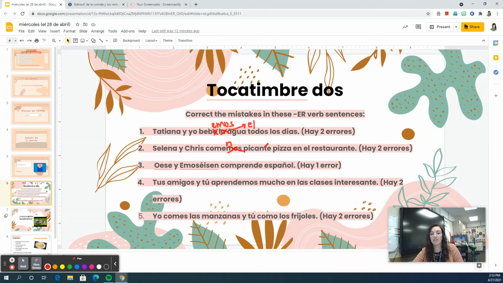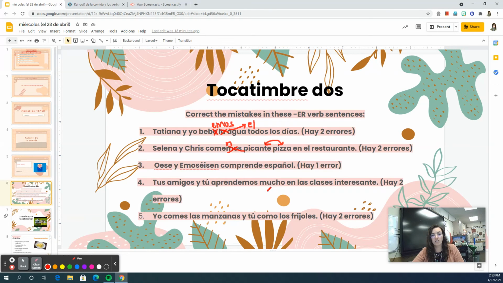And then the second error, again, is pretty small, but do adjectives go before or after the noun in Spanish? They go after, so you have to switch pizza and picante. Selena y Chris comen pizza picante en el restaurante. Muy bien.